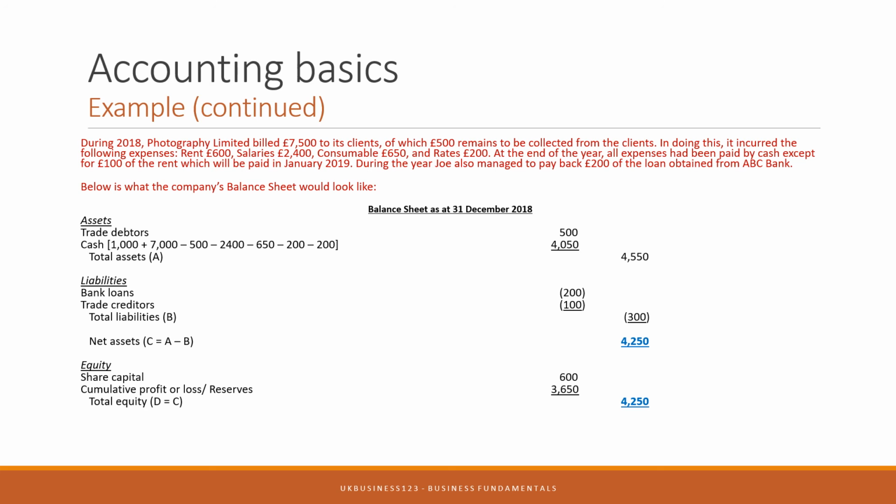Equity, we started with share capital of 600, and during the period we made a profit of 3,650. So cumulatively our profit is 3,650. Those are our reserves plus our capital, gives us our total equity of 4,250. Notice that the balance sheet is balancing because our net assets equal our equity.